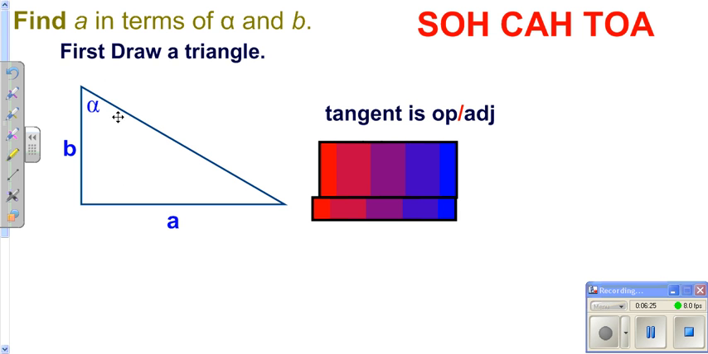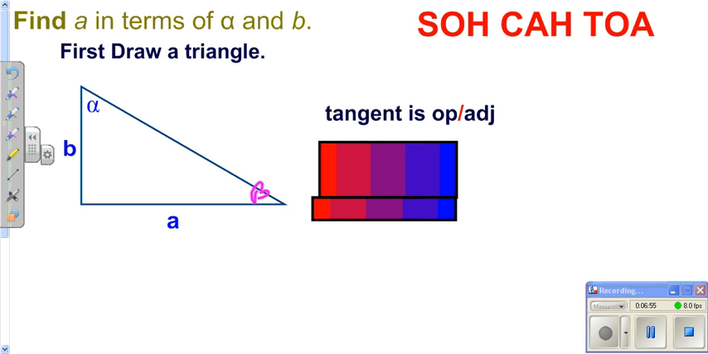For this particular one, you need to find A in terms of alpha and beta. So I'm going to just go ahead and draw myself a triangle. We know that alpha is always opposite side A. And then if that's alpha, this could be beta, because alpha and beta are always the acute angles. And then side B would be over here.